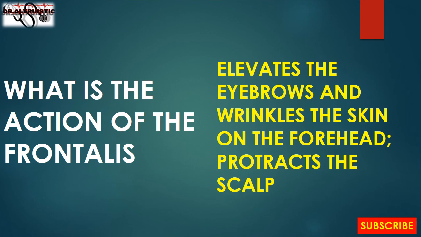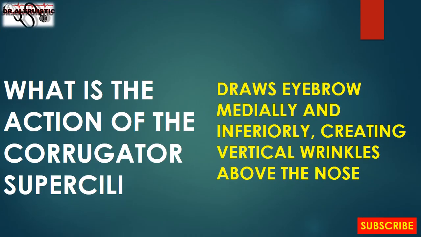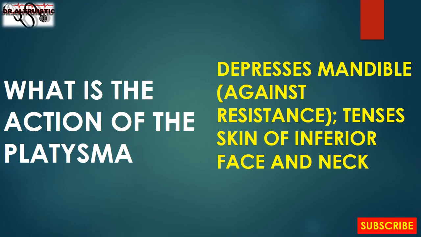What is the action of the frontalis? Elevates the eyebrows and wrinkles the skin on the forehead, protracts the scalp. What is the action of the corrugator supercilii? Draws eyebrow medially and inferiorly, creating vertical wrinkles above the nose. What is the action of the platysma? Depresses mandible, against resistance, tenses skin of inferior face and neck.